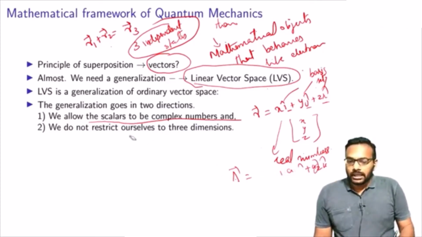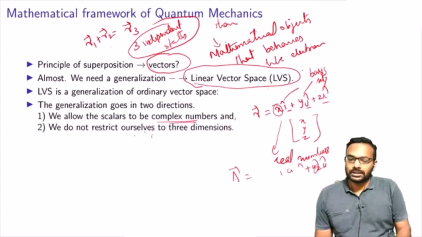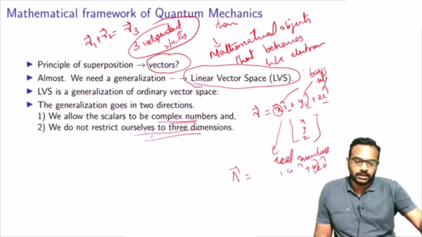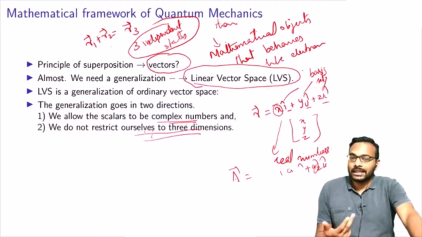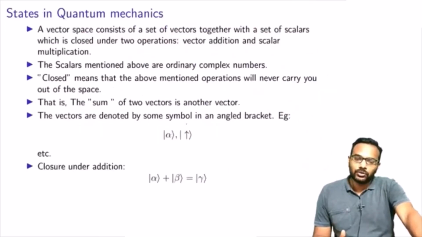And in linear vector space, these numbers are no more real, they can be complex. We allow these numbers to be complex numbers and we do not restrict ourselves to three dimensions. There can be infinite dimensions even. So this is linear vector space. It already exists in mathematics before quantum mechanics even came into existence.